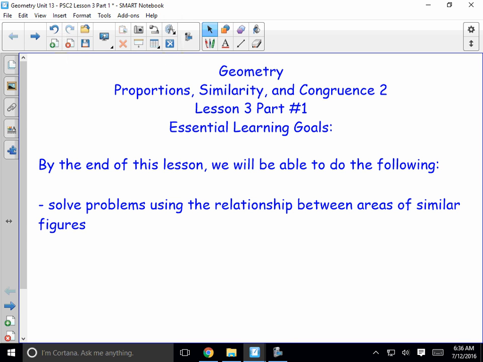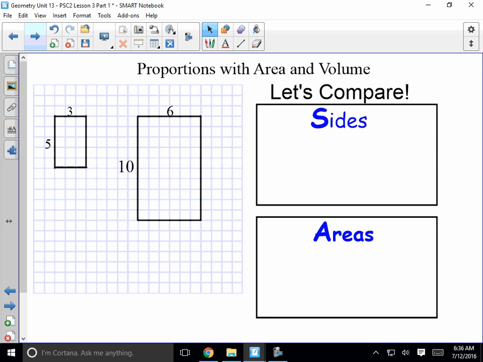Hello, and welcome to today's lesson where we are going to investigate the relationship between proportions of side lengths or any other length of a shape and the proportion of the areas of the shapes. Okay, we've got a nice relationship between those two that help us set up and solve a lot of situations. So let's look at some of our values here.